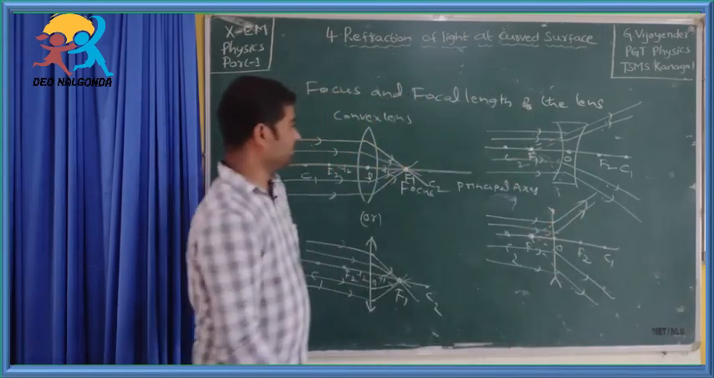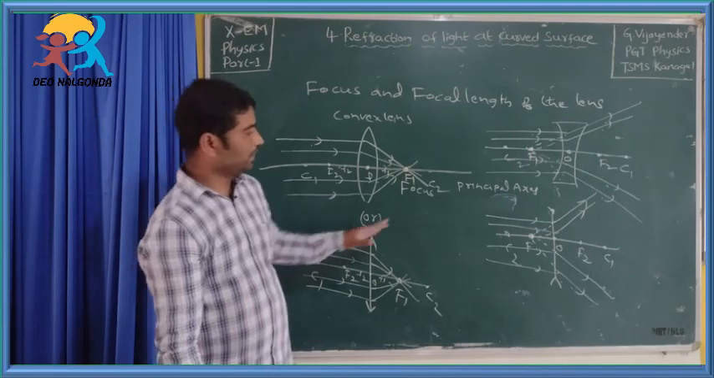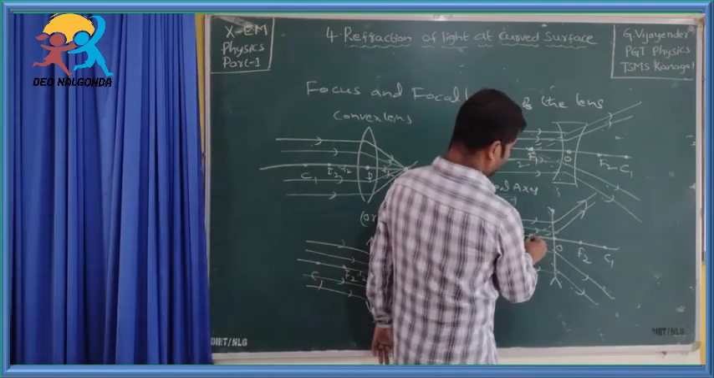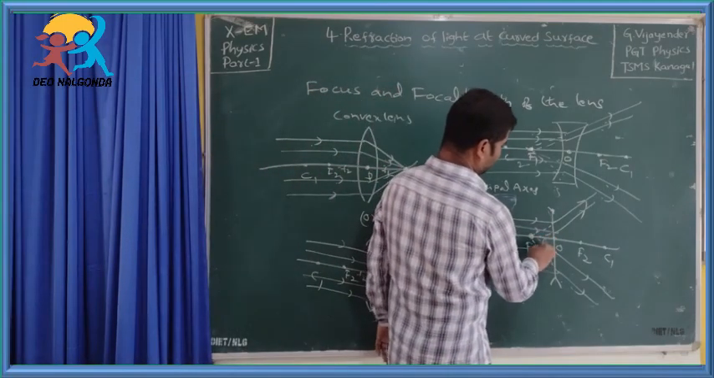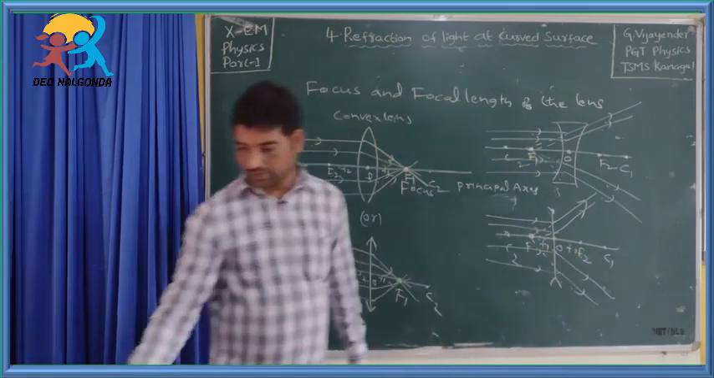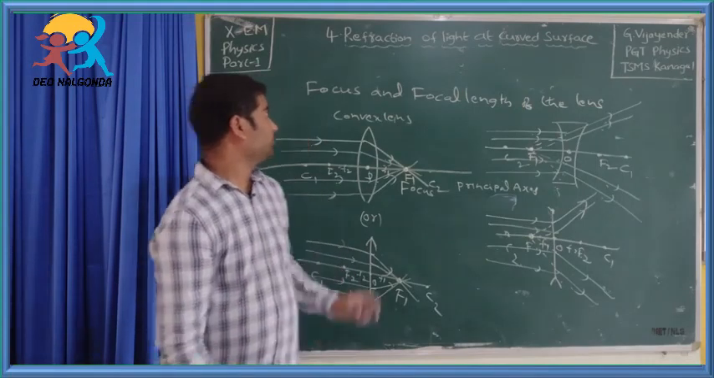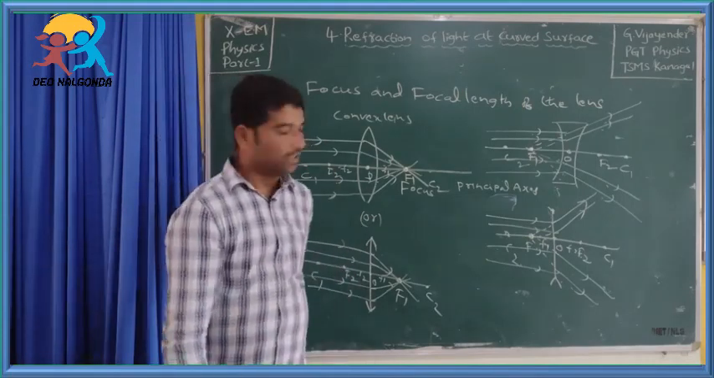These are the focus and focal length of the convex lens and concave lens. The distance between the optic center and the focus is called focal length f1, here f2. These are the terms focus and focal length of lenses.